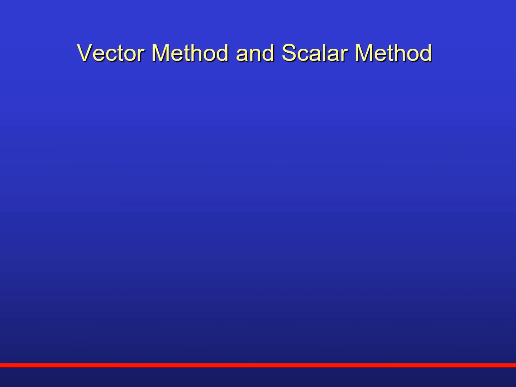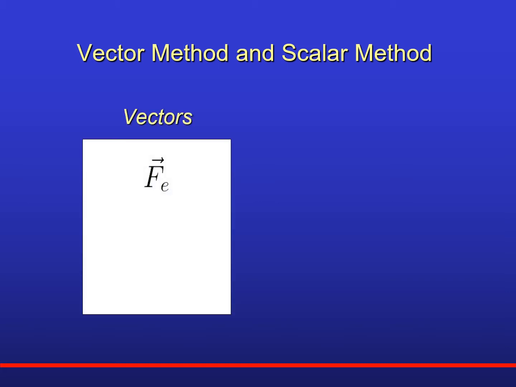I want to begin by telling you that there are two ways to solve problems. In this context, we're talking about electrical problems, but this also shows up in other areas of physics. There's a vector method and a scalar method. Scalar is just another word for number. So the vector method and the scalar method. The vector method is what we've been doing so far in the course.